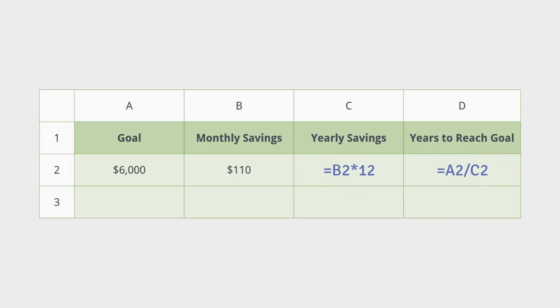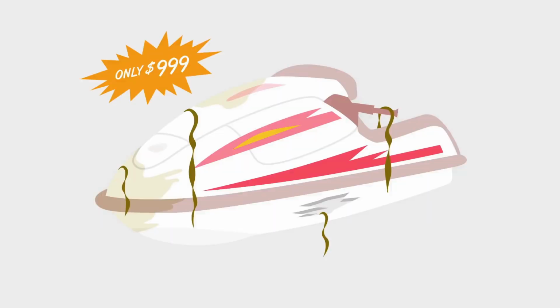Okay, it's the moment of truth. Looks like it'll take about 4.5 years to save enough money for the jet ski. Man, that's a lot longer than I thought it would take. Maybe you can buy a used jet ski.